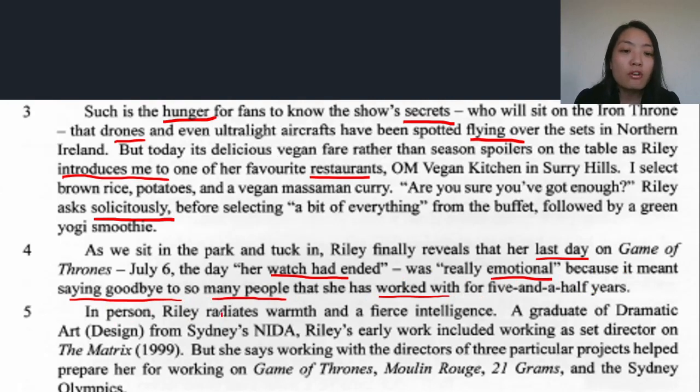Then in person, Riley radiates warmth and a fierce intelligence. A graduate of dramatic art design from Sydney NIDA, Riley's early work included working as a set director on The Matrix. Okay, so you may find that maybe some of the ideas here are repetitive to what was in the previous text. But remember, it is supposed to be about one theme, which may have similar things or different things.